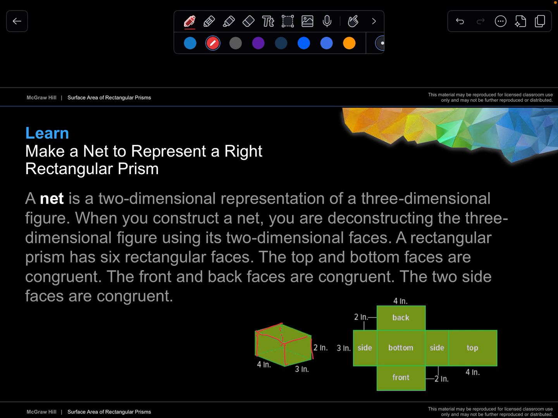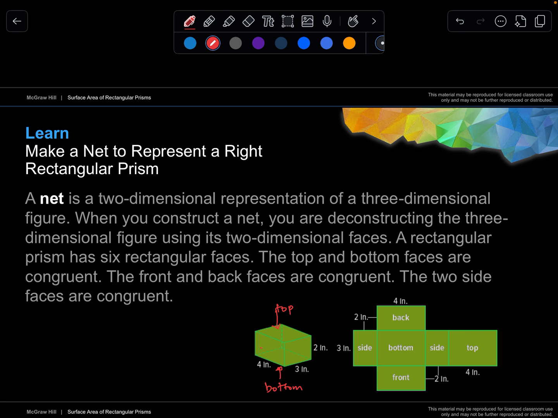Now we know that a rectangular prism has 6 faces. This right here is going to be our bottom face, and this is our top face. Now there are basically 3 sets of congruent faces. Like the top and bottom, the dimensions are identical, so they are congruent faces.